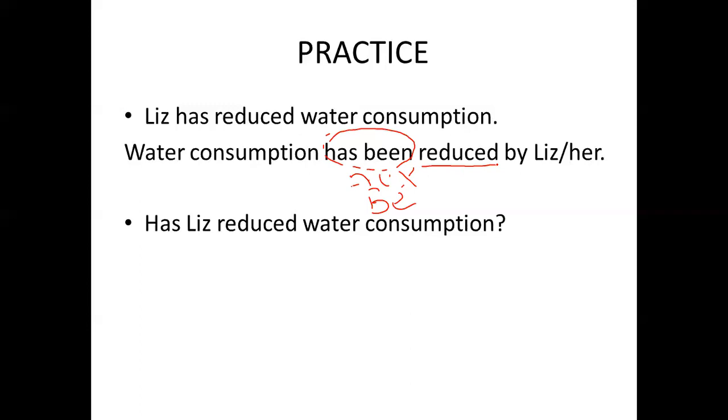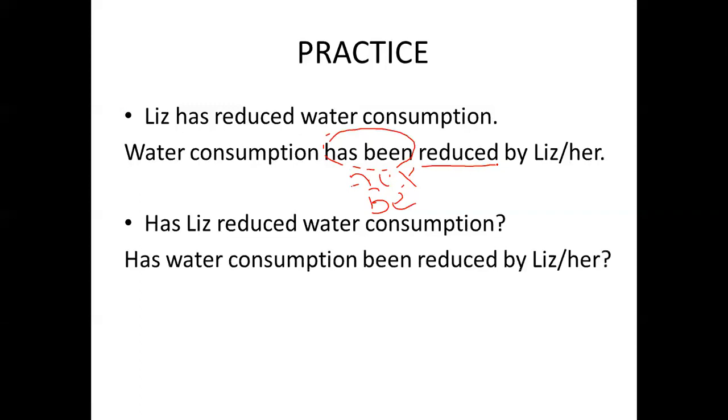Simple. Let's check now the question. "Has Liz reduced water consumption?" So you know it's a question in the present perfect tense, first, because it started with an auxiliary, in this case "has". So the same situation happens with the passive voice. We put it right here.